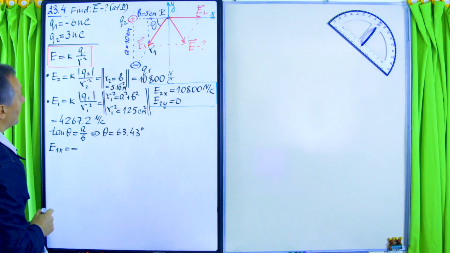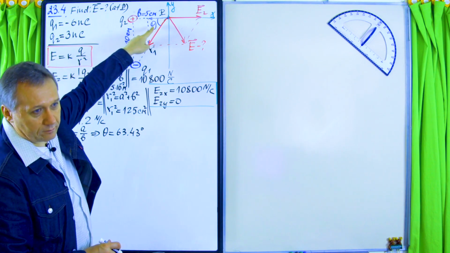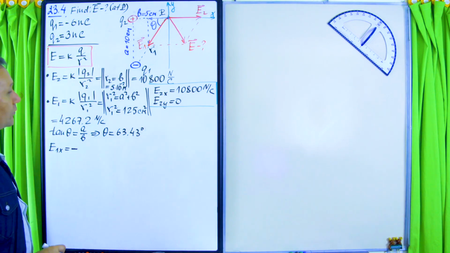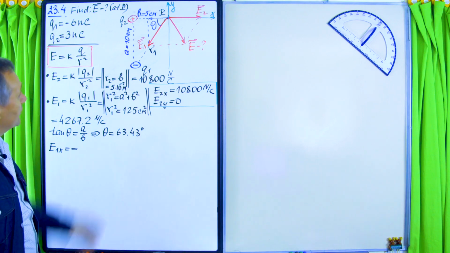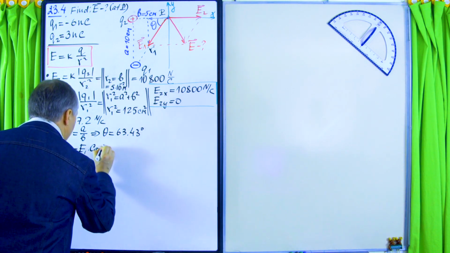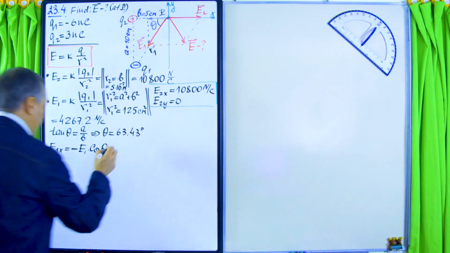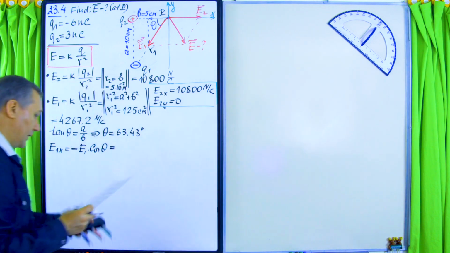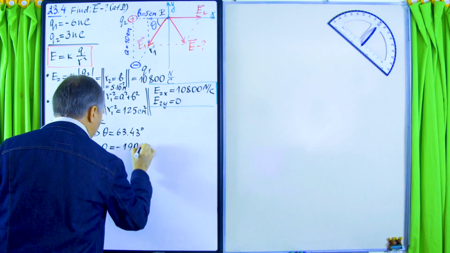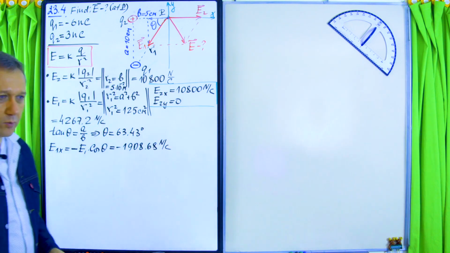So minus, and we need to find the x component, which is adjacent to the angle, right? So we have to use the cosine function. If you want to find the opposite side, then of course you need to use the sine function. In this case, for the adjacent side, you need to use the cosine function. So it will be E1 times cosine of the angle. E1 is found, theta is found. So you can multiply them up, and you will get minus 1908.68, and again, just newtons per coulombs. For now, newtons per coulombs.